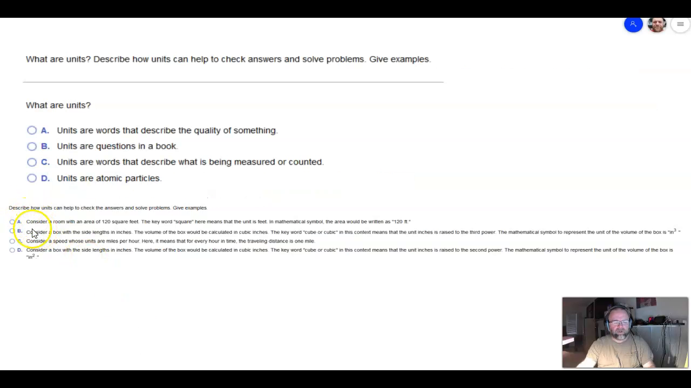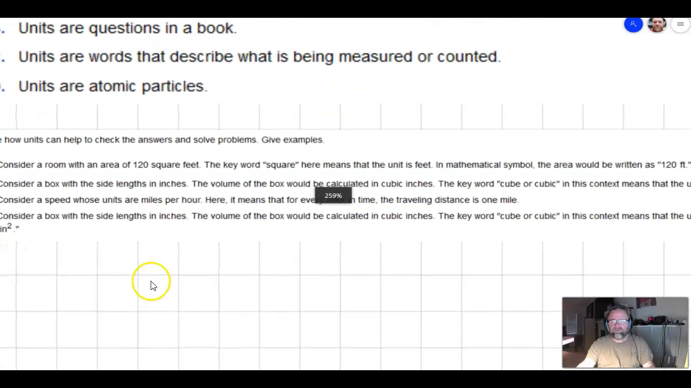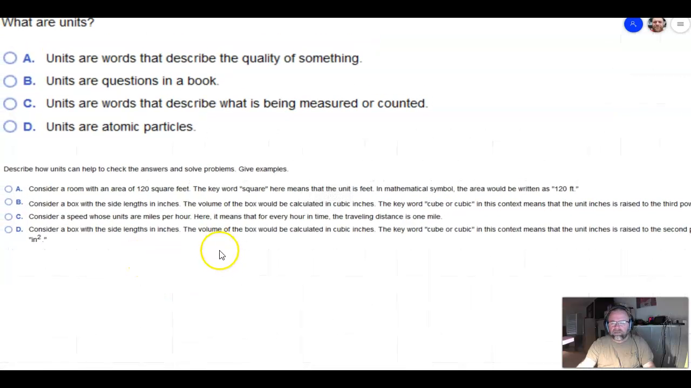Okay, for the next part, it says describe how units can help to check the answers and solve problems and give an example. And I know that this is a little bit hard to see there. Let's see if we can scroll in a little bit. But the first one here says consider a room with an area of 120 feet. The word square here means that the unit is feet. And that's not true, right? Because that means it would be in feet squared. So we know it's not that first one.